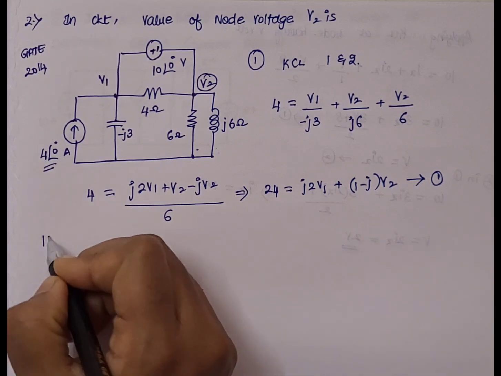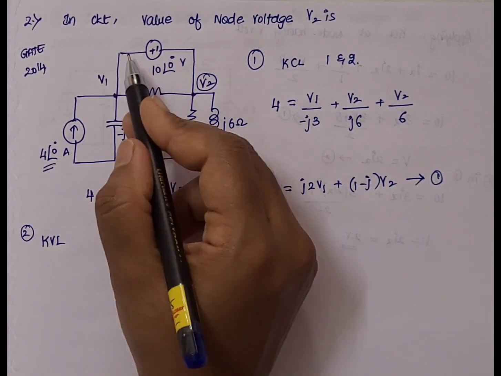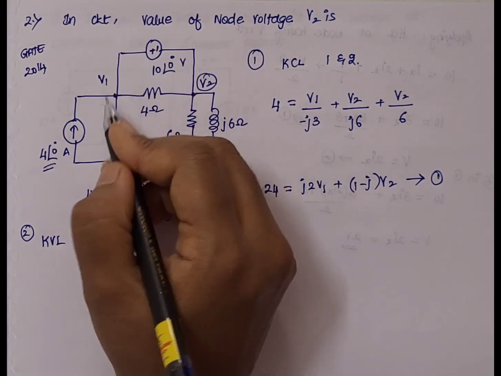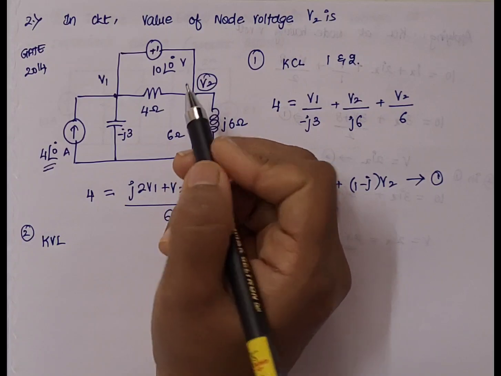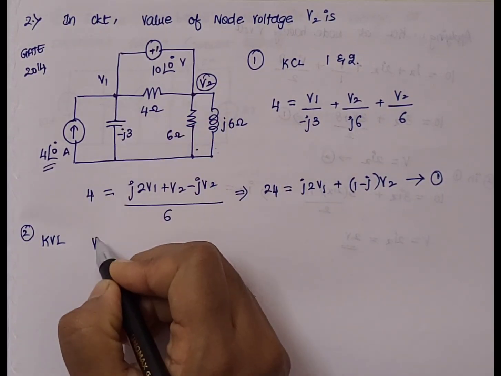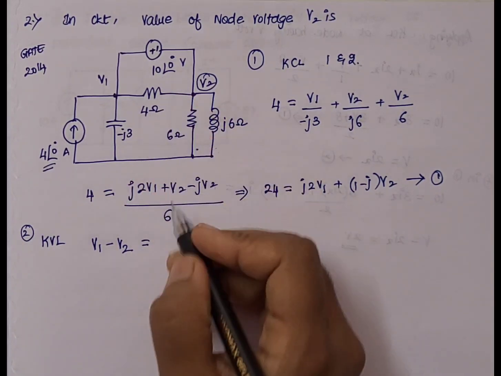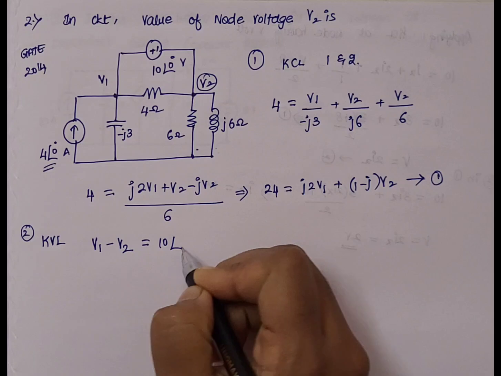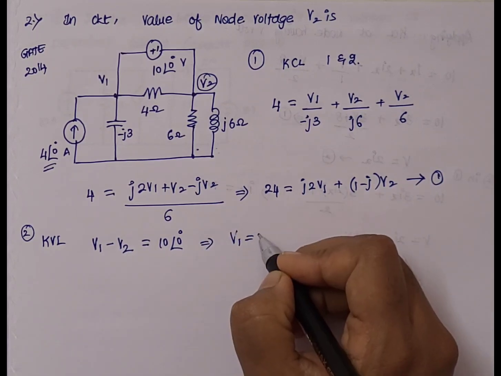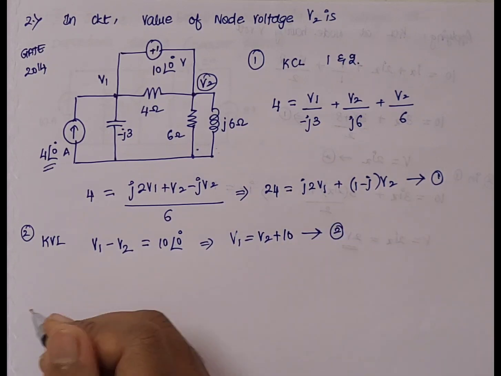Now we have to apply KVL, which is our second step, at the supernode junction. So this is our supernode. Here the potential difference will be equal to the given source voltage. So V1 minus V2 is equal to the voltage source given, which is 10 angle 0 degrees. So we get V1 equal to V2 plus 10. Let this be our second equation.